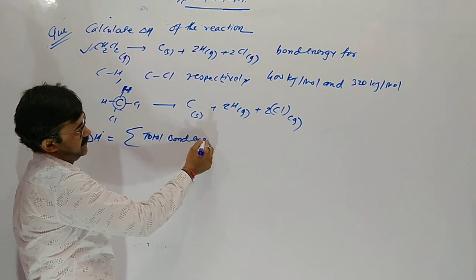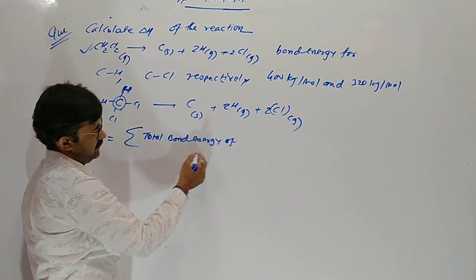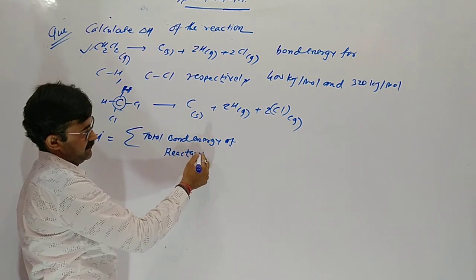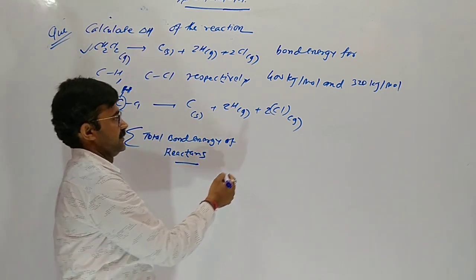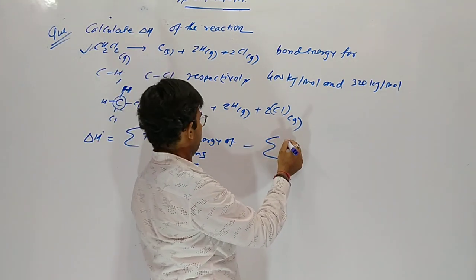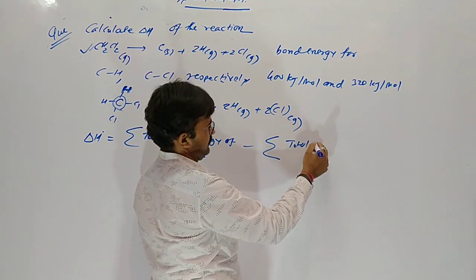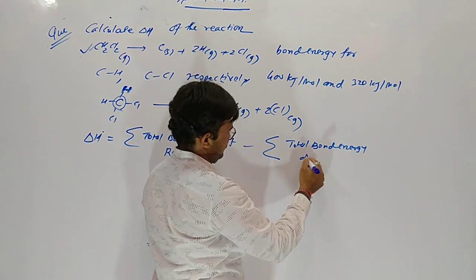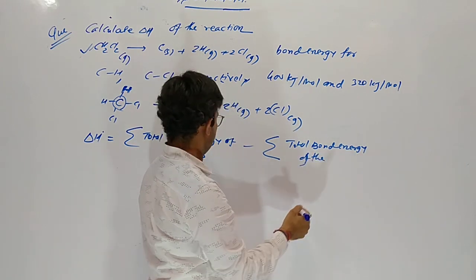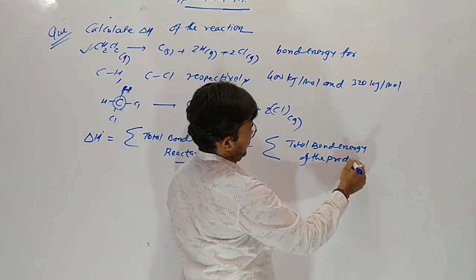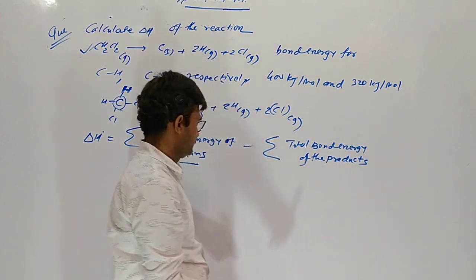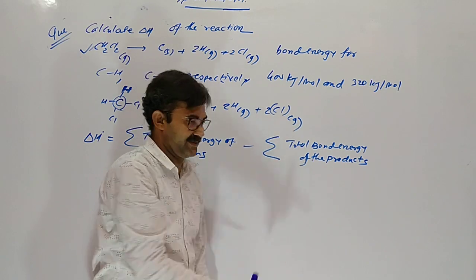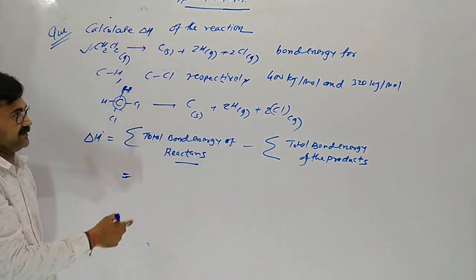Now this bond energy formula, here total bond energy of reactants minus total bond energy of the products. Yes, in all equations products minus reactants comes, but here reactant minus product.